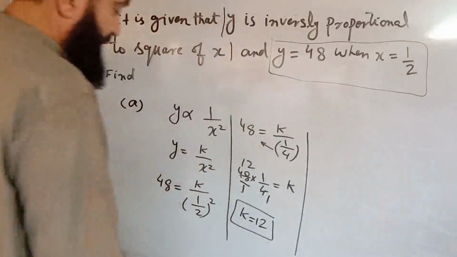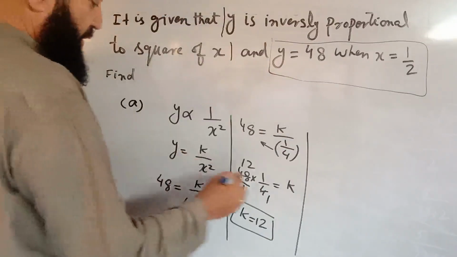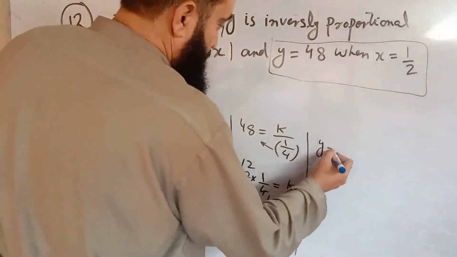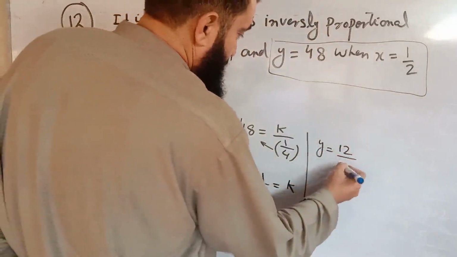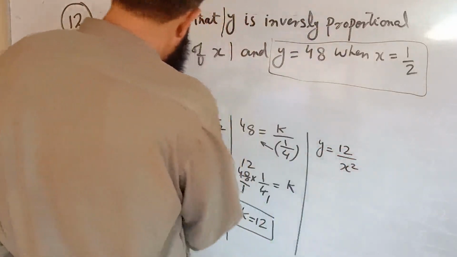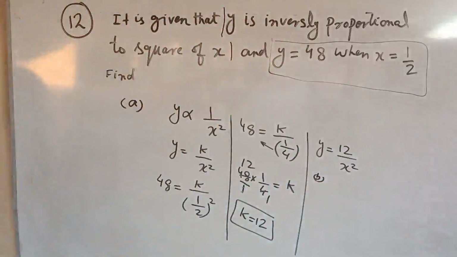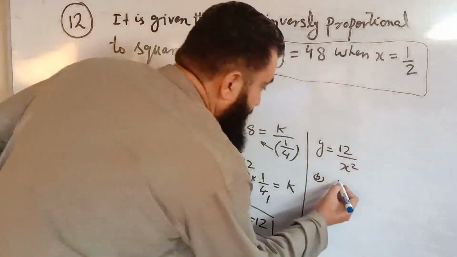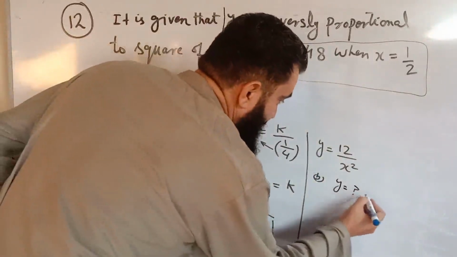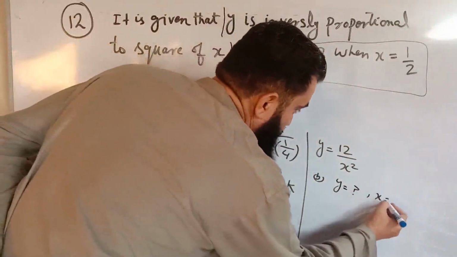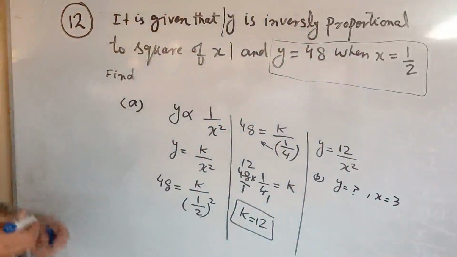Hence the formula will become y is equal to k/x square. So this will become y is equal to 12/x square. And B part is find the value of x when y is equal to 3. This is the B part.